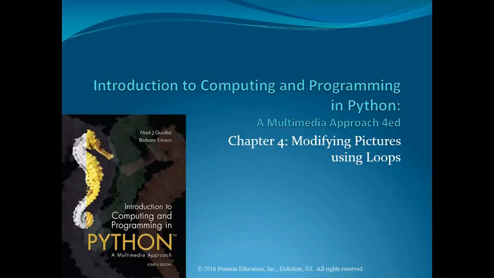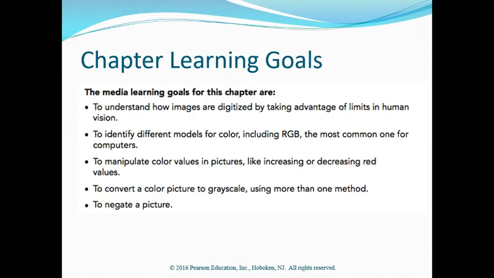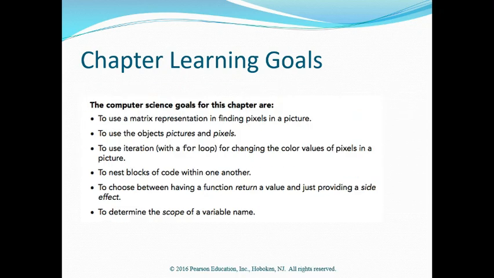Hey everyone, this is chapter 4, Modifying Pictures Using Loops of the Introduction to Computing and Programming in Python, a Multimedia Approach, the 4th edition. So to start, we're going to discuss the chapter learning goals. These goals include to understand how images are digitalized by taking advantage of limits in human vision, to identify different models for color, including RGB, the most common one for computers, to manipulate color values in pictures, like increasing or decreasing red values, to convert a color picture to grayscale using more than one method, and to negate a picture.